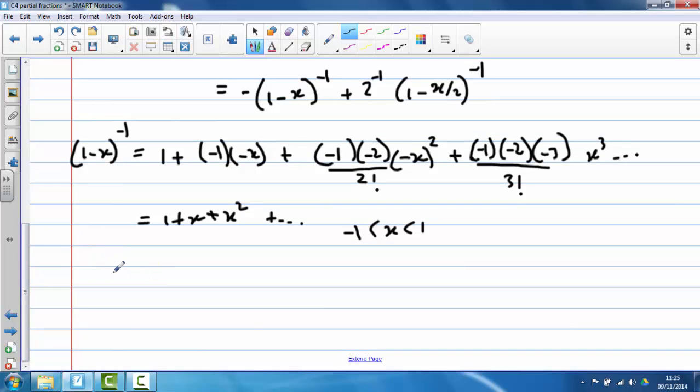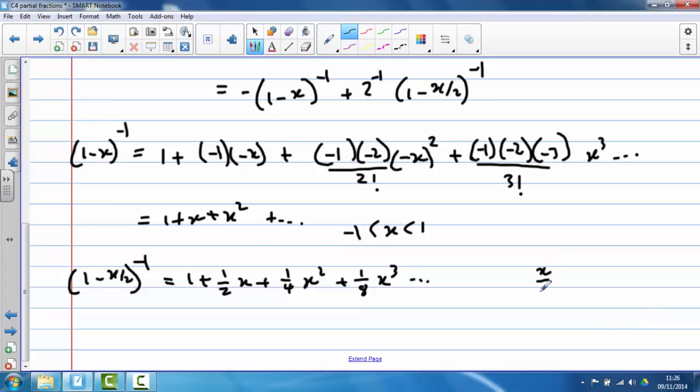Similarly, for our other expansion where you've got 1 minus x over 2, you might want to pause the video and have a go at doing this. This gives us 1 plus a half x plus a quarter x squared plus 1 over 8 x cubed. And from what we've got in the bracket, it's valid for x over 2 being greater than minus 1 and less than 1. If we multiply through, we get x is greater than minus 2 and less than 2.